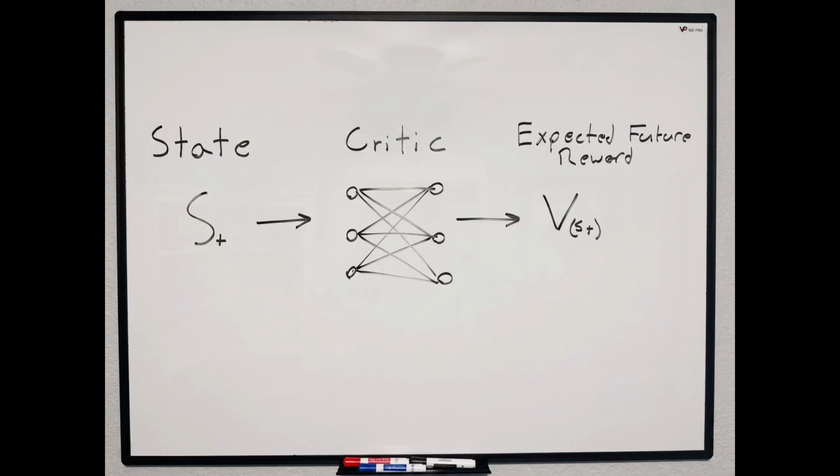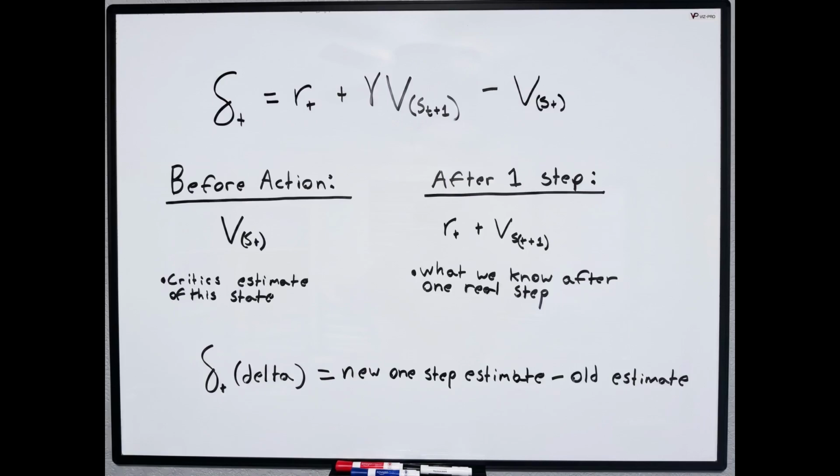That is where the critic comes in. The critic is just another neural network that tries to predict V, how much future reward we expect from this given state. This is where delta comes in. Delta is the critic's one-step prediction error. Before the action, the critic predicted that this state was worth V of S sub t. Then the agent took an action, received a reward, and moved into the next state. The critic estimates that this next state is worth V of S sub t plus 1.